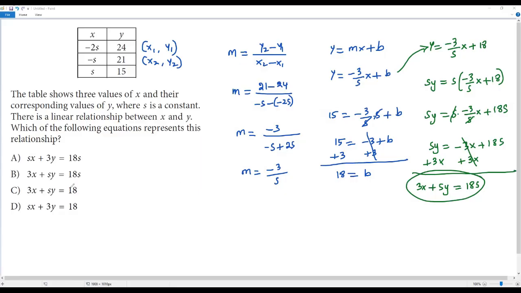We find this equation in answer choice B. The correct answer choice for this question is B.